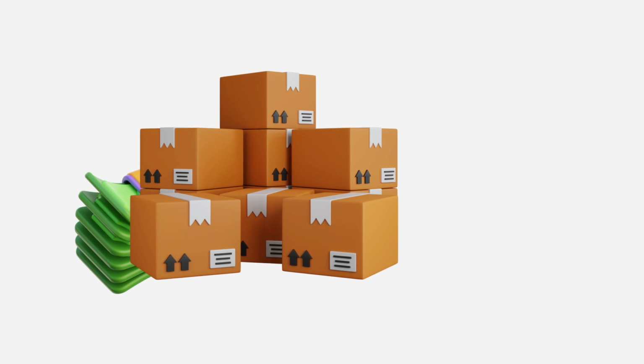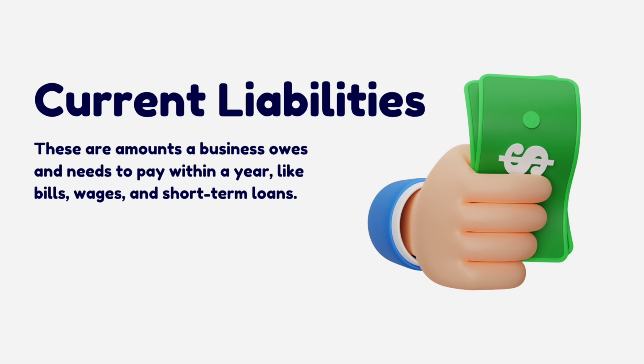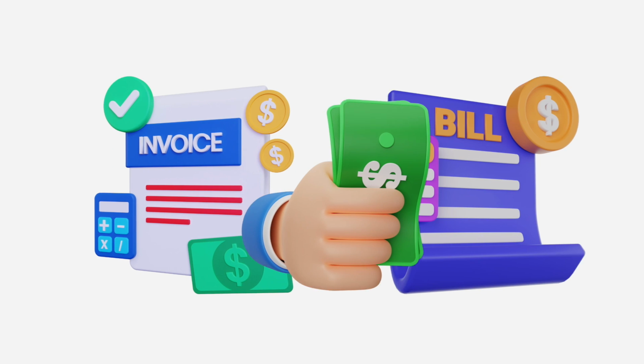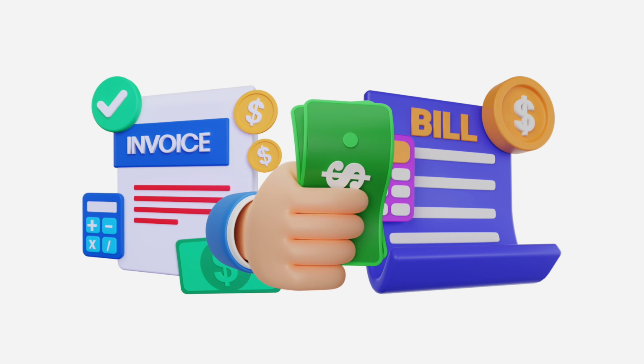Now, let's talk about current liabilities. These are amounts a business owes and needs to pay within a year, like bills, wages and short-term loans. If you bought a large stock of football boots for your sports store on credit and need to pay the supplier within 30 days, that's a current liability. Other examples of current liabilities include electricity bills or wages you need to pay your staff at the end of the month.